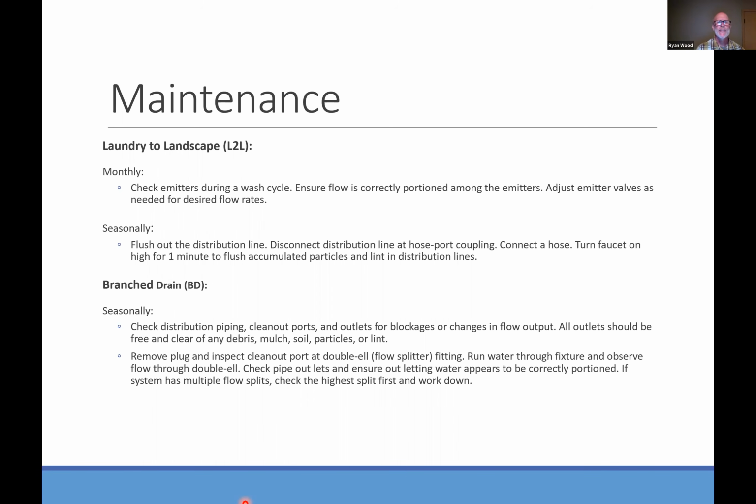The branch drain is seasonal. Make sure that the piping isn't moved, that there's not any clogs, that the water is still flowing through it. Remove that plug in the inspection port, and make sure that the water is flowing the way that it's supposed to.